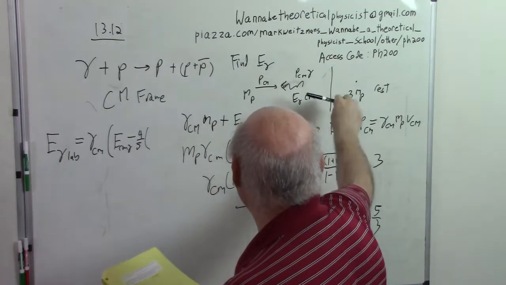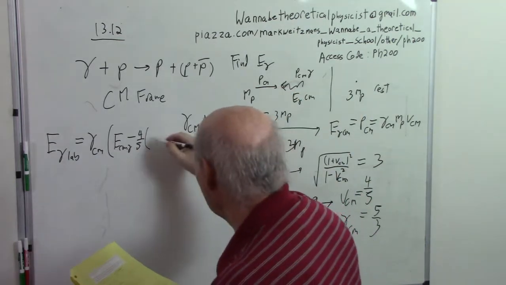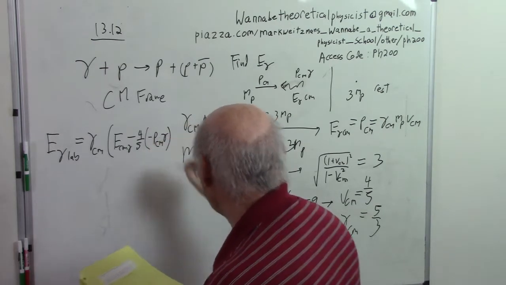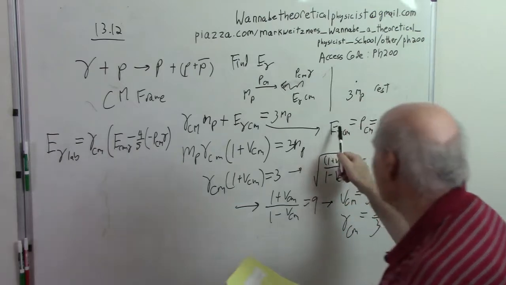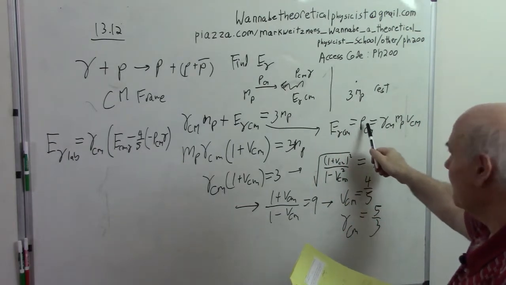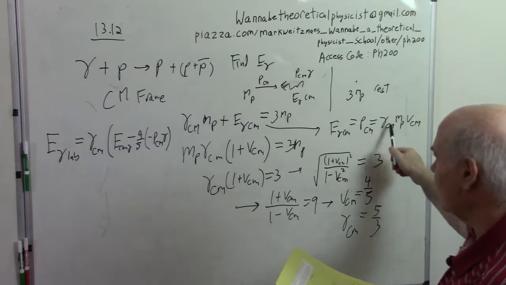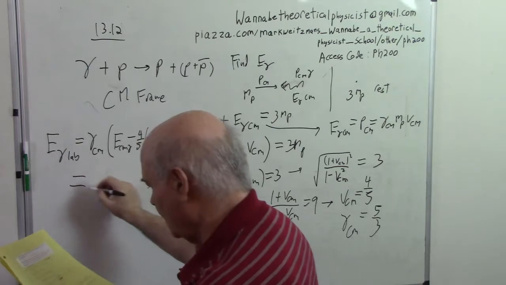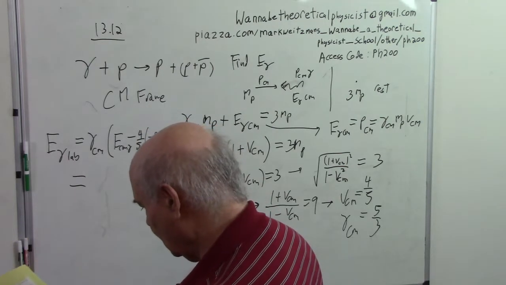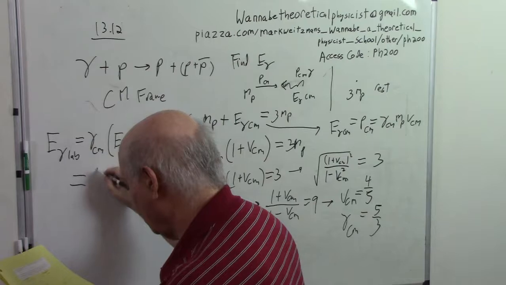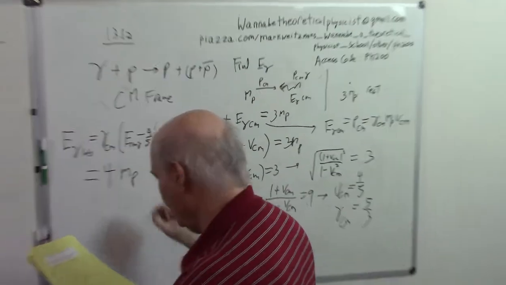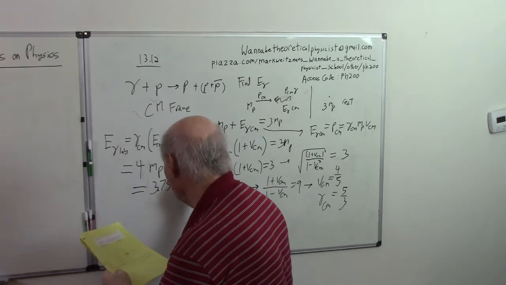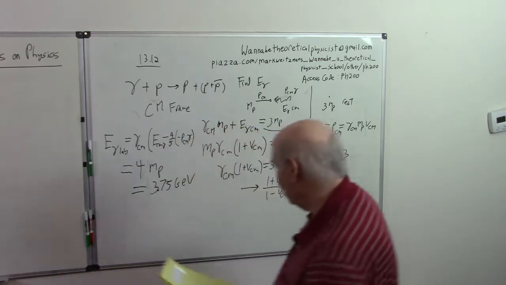And the momentum of the photon is going this way, so it's negative, minus P CM gamma. And we established that the momentum of the photon is the same as the momentum of the proton, which is this gamma PCM. And so when we substitute all the numbers, this is going to end up equaling 4 MP. And that's equal to 3.75 GeV.